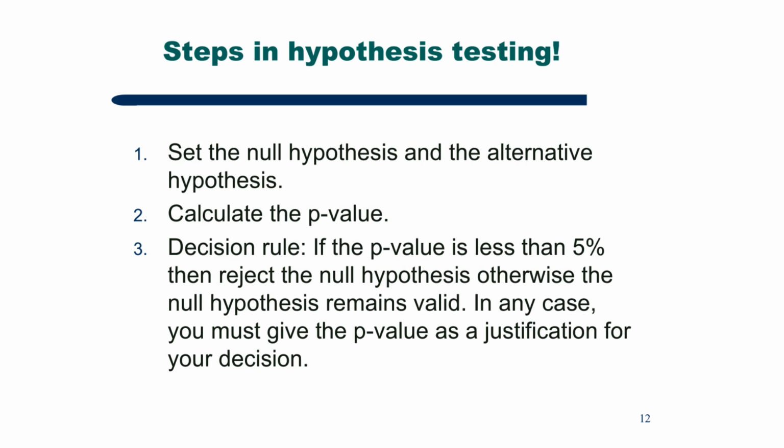Calculate the p-value. This measures the probability of obtaining the observed results under the assumption that the null hypothesis is true. Decision rule. If the p-value is less than 5%, reject the null hypothesis. Otherwise, the null hypothesis remains valid. Regardless of the decision, the p-value must be provided as justification.